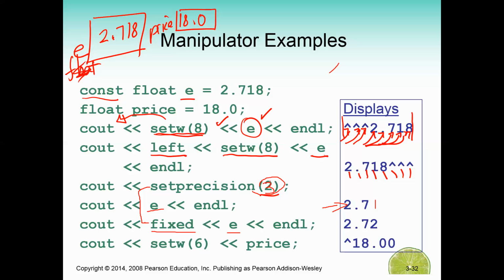So again, what happens? We have a 2 here. So now it's going to be referring to the decimal position. So the 2 is not counted, and it's going to start counting. The 7 is 1 position. The 1 is another position, but the next number is an 8. So now it's going to do the rounding. It's not just going to truncate. It will do the rounding. So it's going to display 2.72.